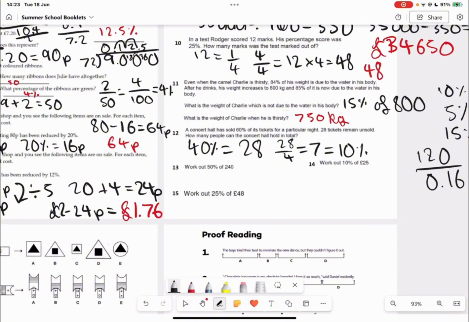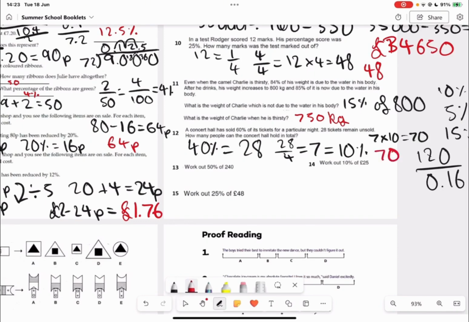So 100% will be 7 times 10, which is equal to 70. So the answer to question 12 will be 70.